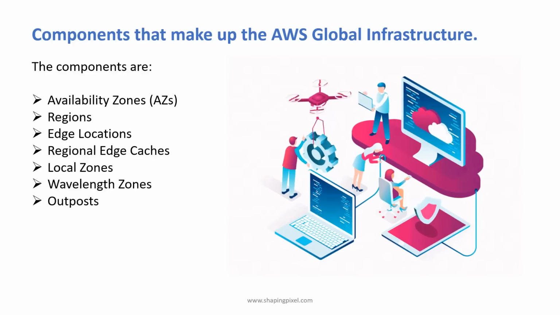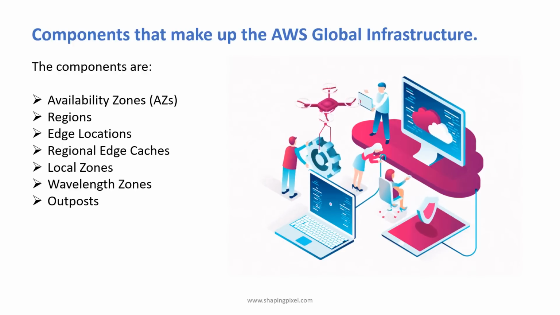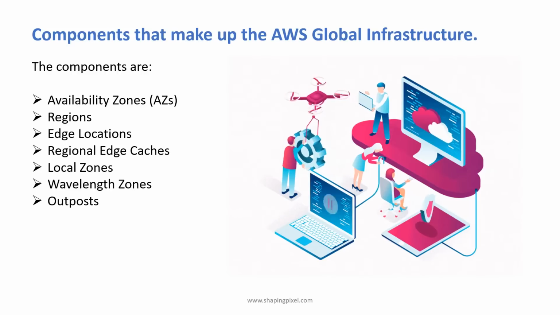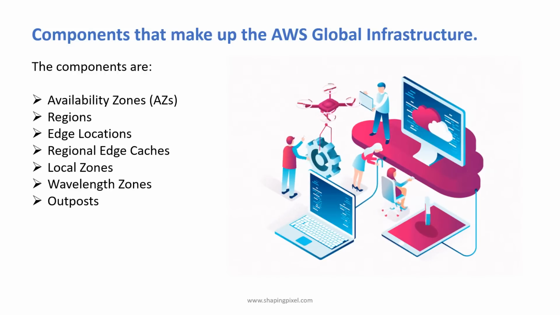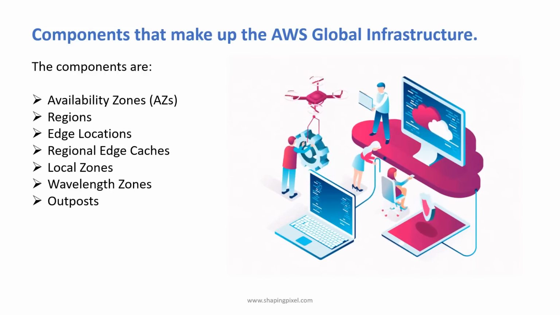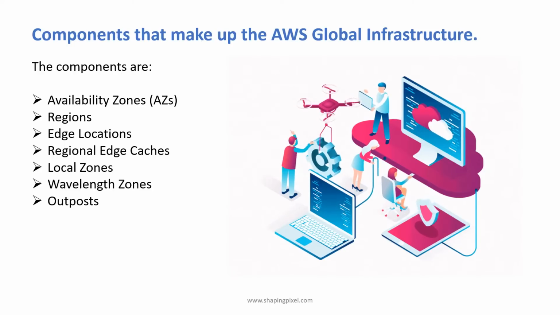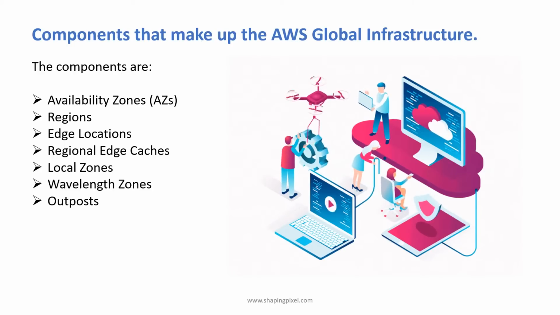Components that make up the AWS Global Infrastructure: Availability Zones, Regions, Edge Locations, Regional Edge Caches, Local Zones, Wavelength Zones, and Outposts. So let's dive into each component separately.